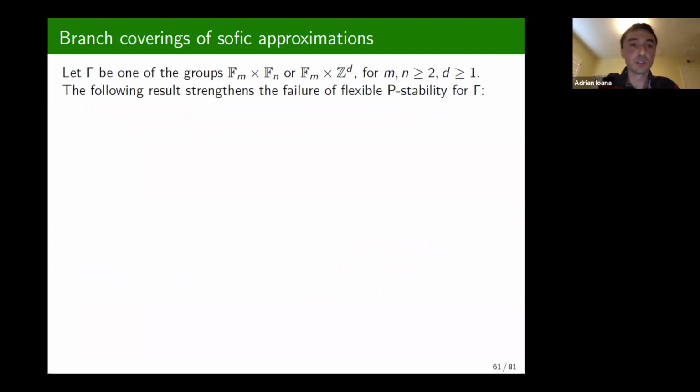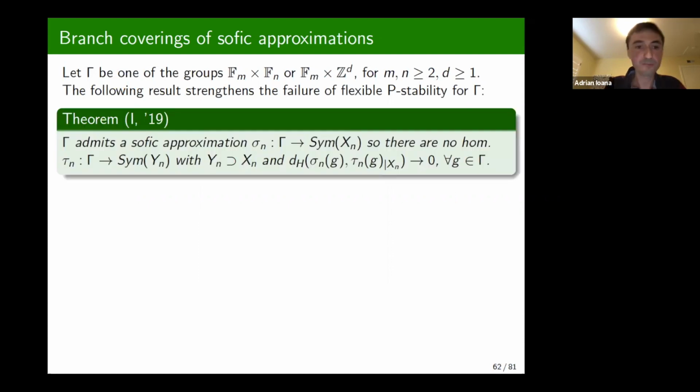Let gamma be one of the groups that were treated in the corollary, so it's either free group times free group or free group times Z^d. Here's a result which strengthens the failure of flexible p-stability for gamma. What I could prove is that gamma admits a Sophic approximation such that there are no homomorphisms tau n on a larger set Yn, with no restrictions on Yn, and here Yn can be infinite, such that sigma n of g is asymptotically close to the restriction of tau n of g to Xn.